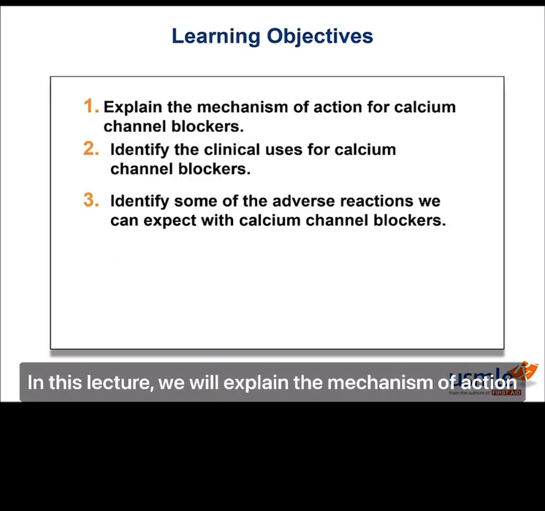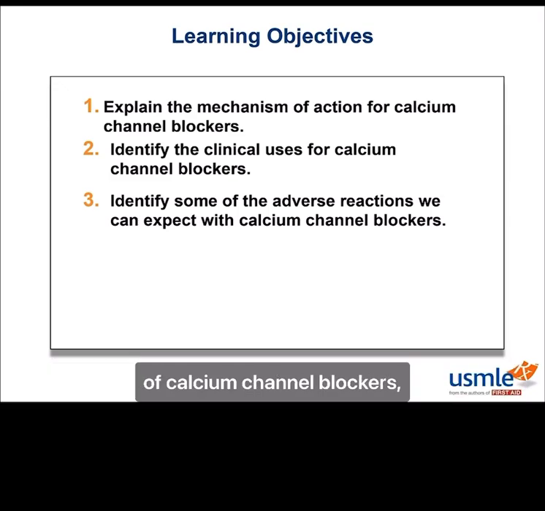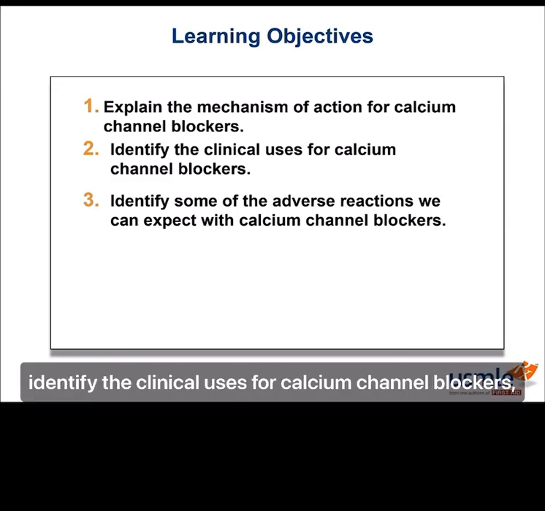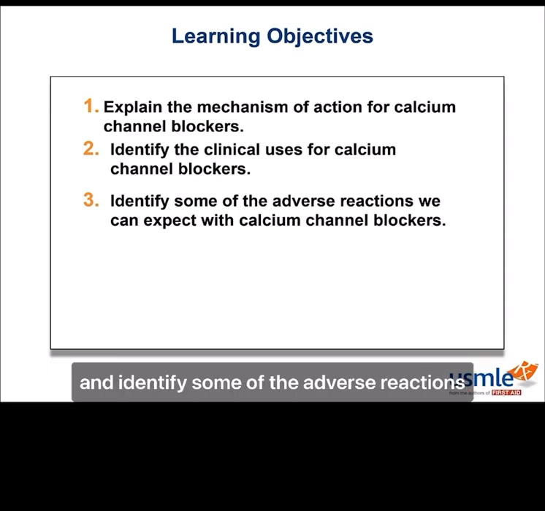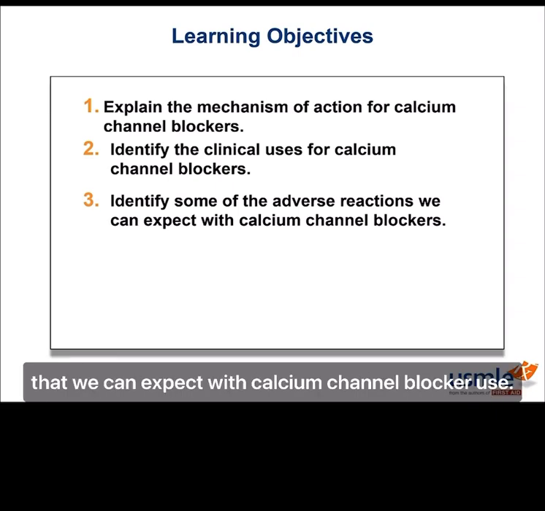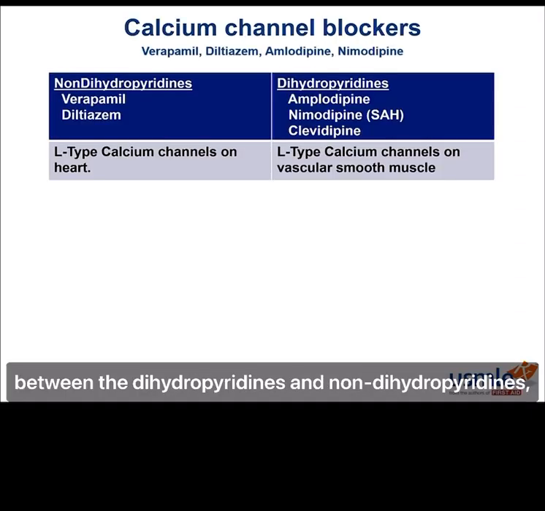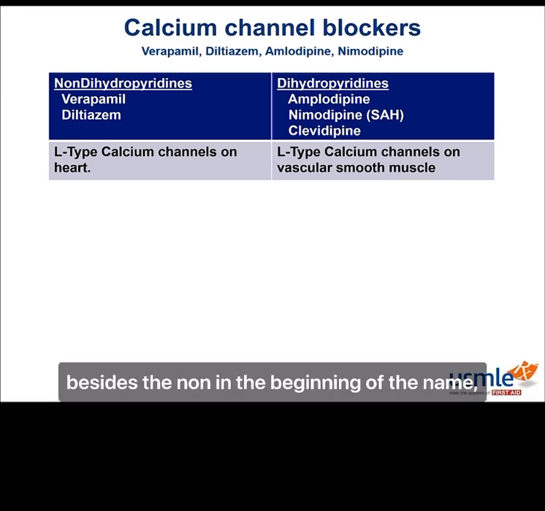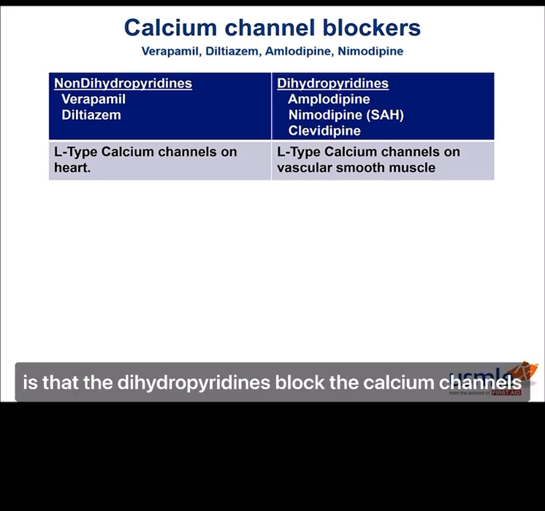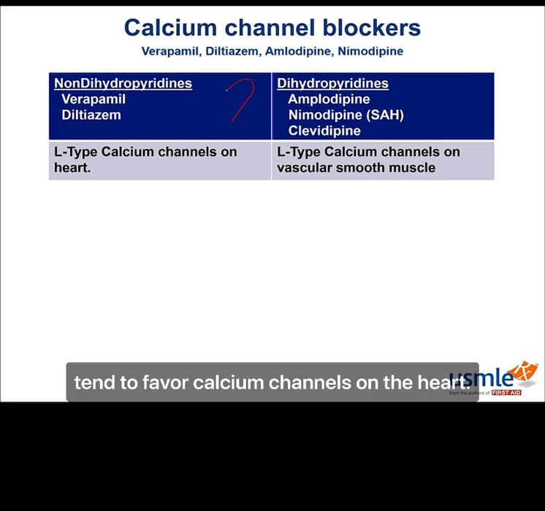In this lecture, we will explain the mechanism of action of calcium channel blockers, identify the clinical uses for calcium channel blockers, and identify some of the adverse reactions that we can expect with calcium channel blocker use. The main difference between the dihydropyridines and non-dihydropyridines, besides the non in the beginning of the name, is that the dihydropyridines block the calcium channels on smooth muscles, while the non-dihydropyridines tend to favor calcium channels on the heart.